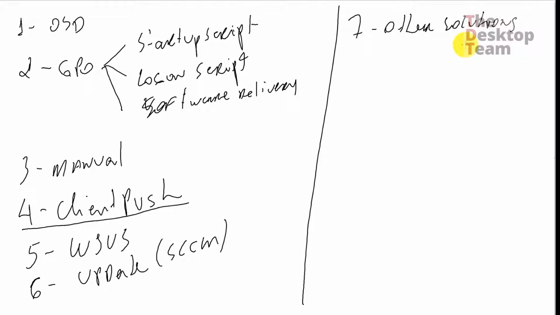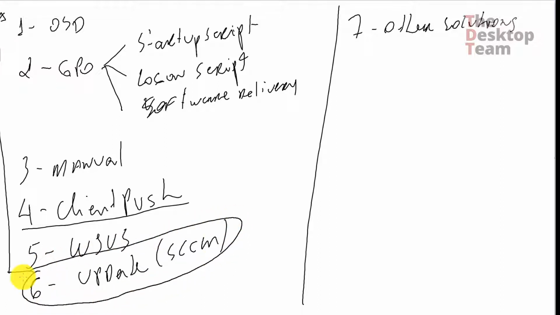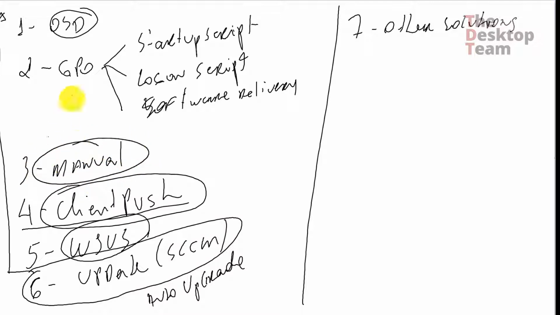So the normal ways, the top 5 here, are the ones that we normally use: OSD, GPO, manually, client push, and WSUS. The update is, at least in my opinion, always used. That is the auto upgrade settings. We are going to learn about this later on. WSUS, I don't use quite a lot. I think in the last couple of years I haven't used any. The ones I normally like are OSD, client push, manual, and GPO.